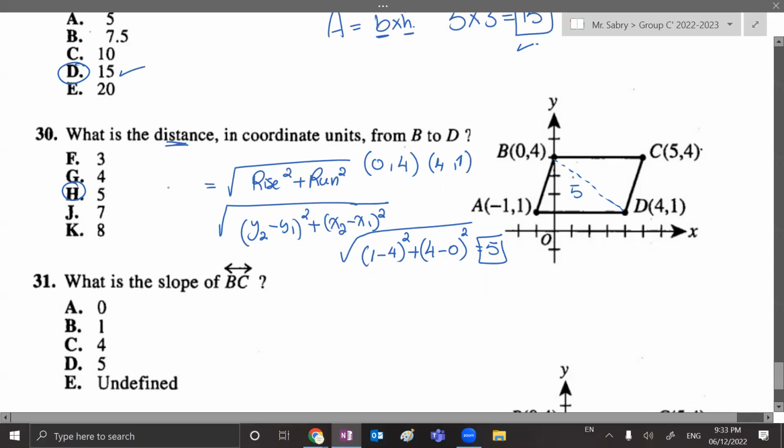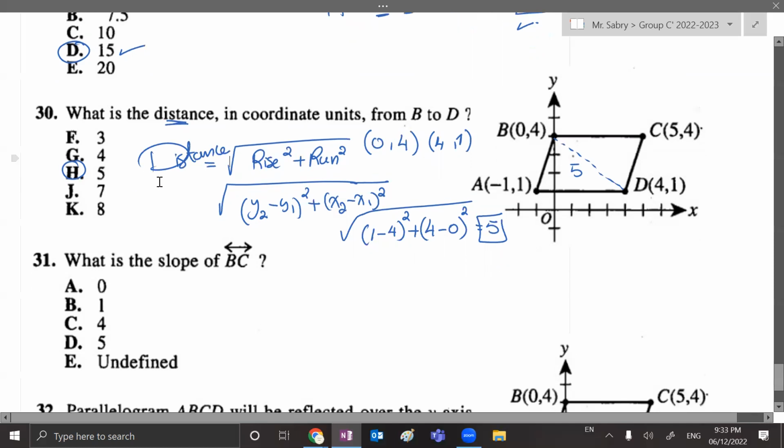Remember this rule, it's extremely important. This is how we find the distance between any 2 points whatsoever.